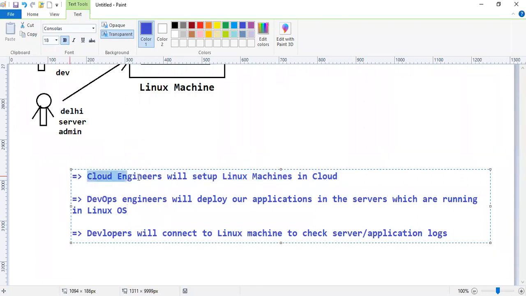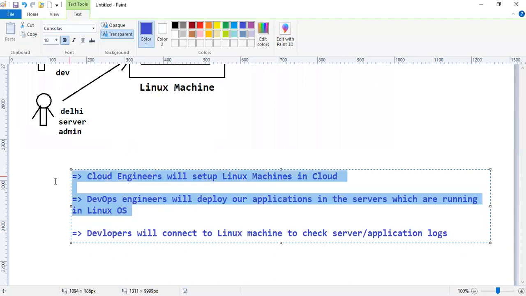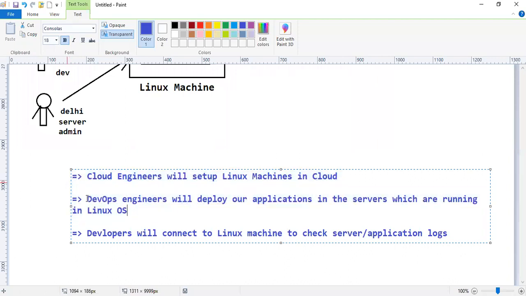Now, cloud engineers should know the Linux. DevOps engineers, definitely AWS people, DevOps engineers should know the Linux. That's mandatory. DevOps engineers will deploy our application in the servers which are running in the Linux operating system. If you want to become a DevOps engineer, you need to deploy the application in the server. In the real time, servers are running in the Linux computer. So you should know what is Linux operating system, how to work with the Linux operating system.